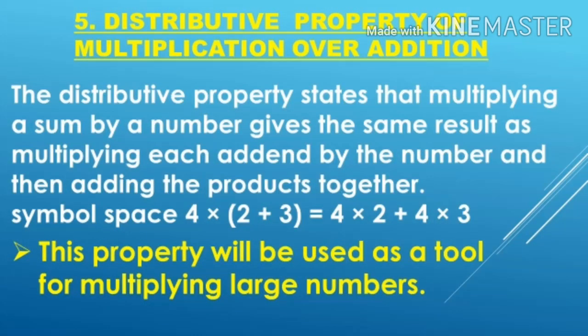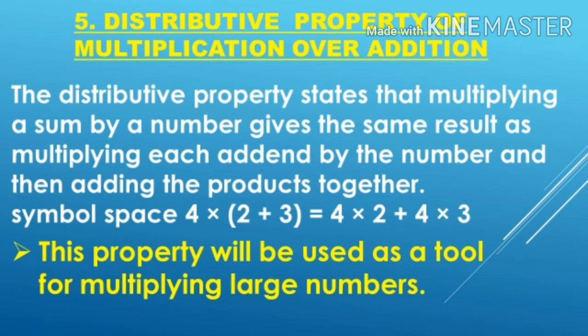Let us understand the last property, that is the distributive property of multiplication over addition. The distributive property states that multiplying a sum by a number gives the same result as multiplying each addend by the number and then adding the products together.